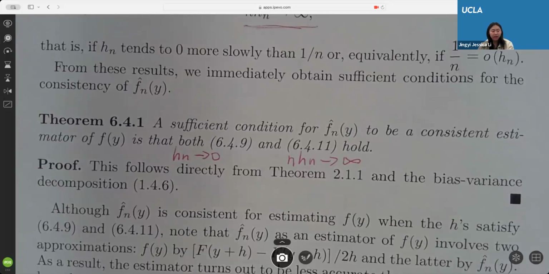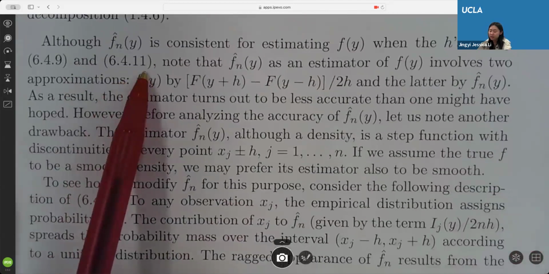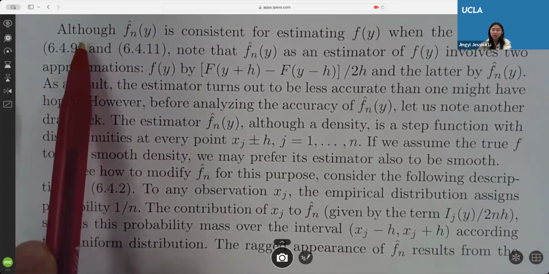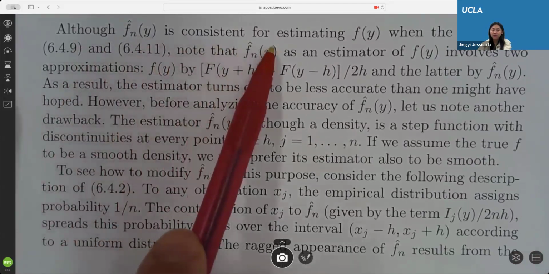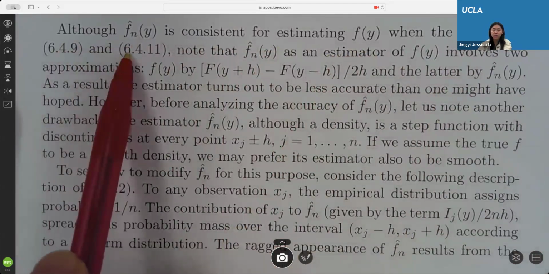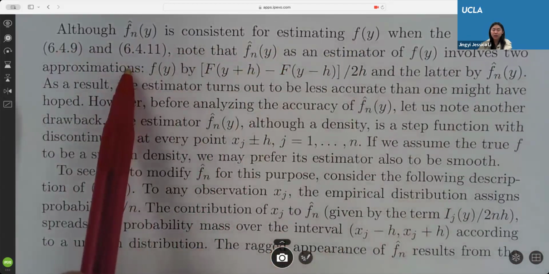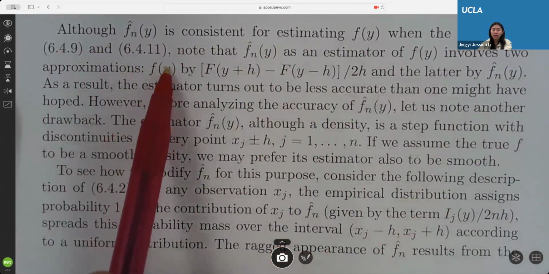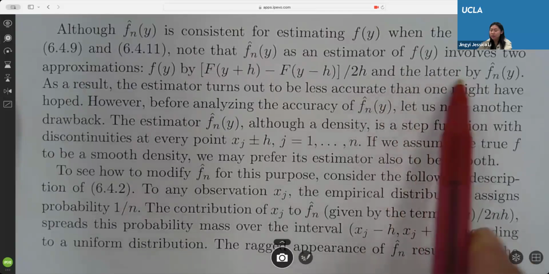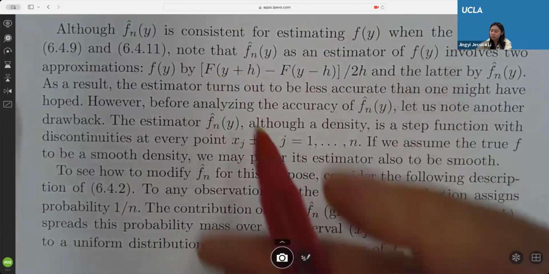Okay, so another thing we modify for the density estimator, which is also very important. Let me just read this paragraph. It's a justification for further development. Although the naive estimator is consistent for estimating fy when h satisfies these two conditions, note that it involves two approximations. First, approximating this derivative by this ratio. Second, approximating this ratio by plugging in F hat. So two approximations.